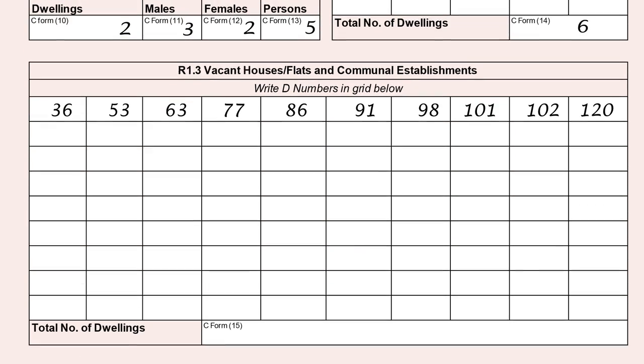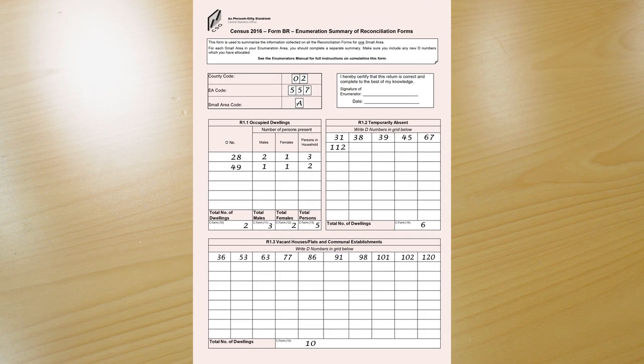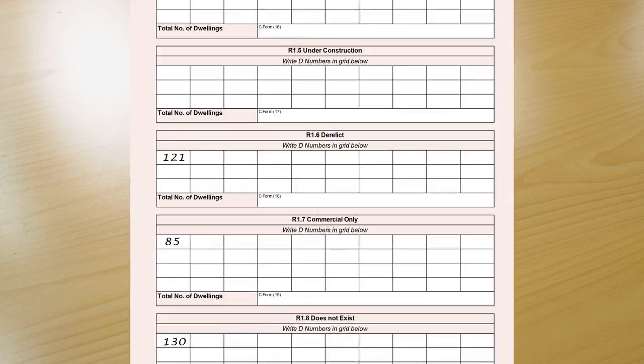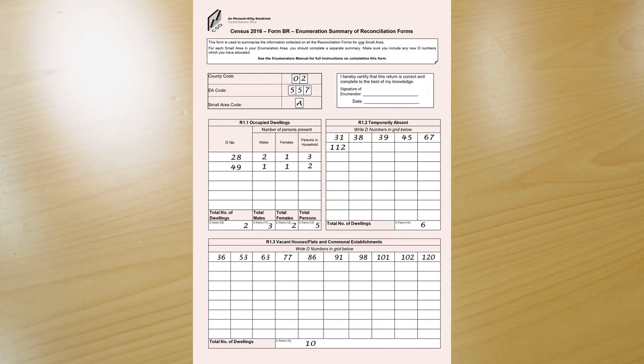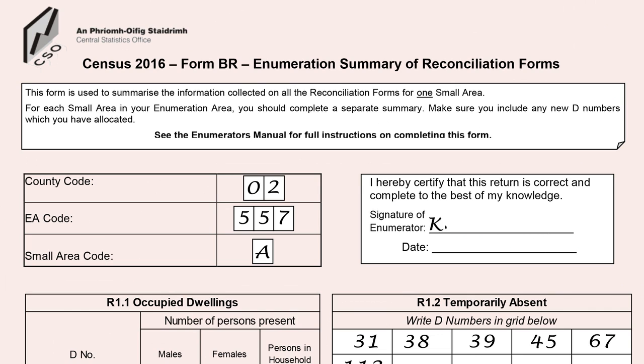In the unlikely event that you need more than one Form BR for a small area, you should make sure, when you are totaling the sections, that you include the information from each Form BR completed. Once you have completed the Form BR for each small area and you are satisfied each is correct, you should sign and date each form.